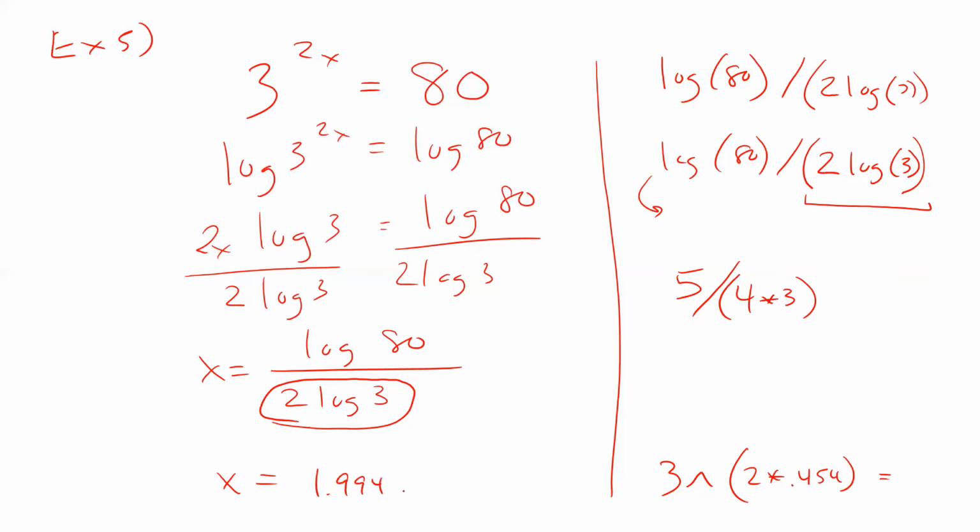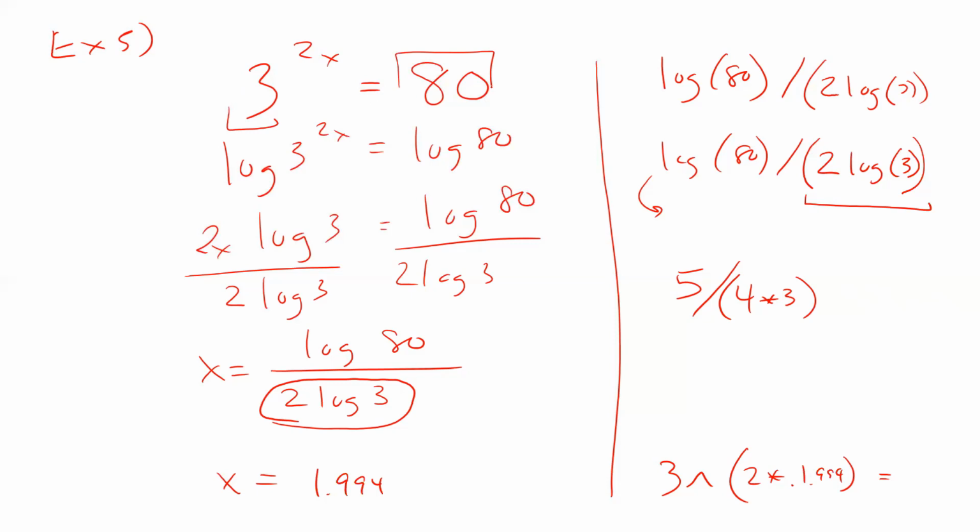Okay. Boom. So to check your answer, let's go real quick here. Punch it back in. 3 to the power of parenthesis 2 times 1.994. That's 79.9. Perfect. That's okay. We're close enough. In fact, think about this real quickly here. What 3 to what power gets you close to 80?